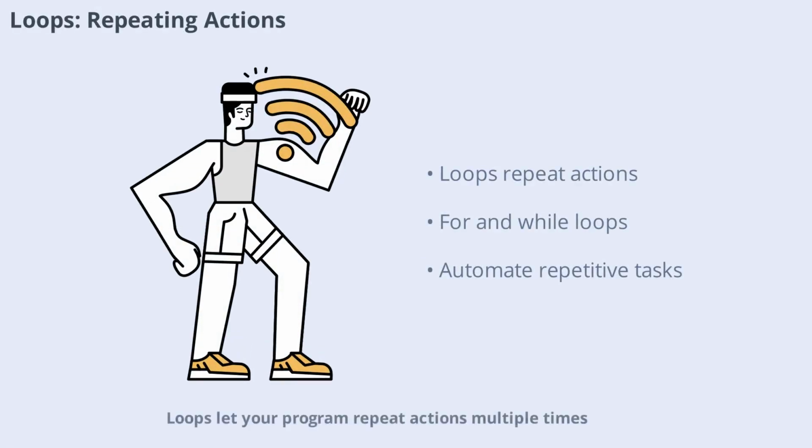Loops let your program repeat actions multiple times without writing the same code over and over. The two most common types are for loops and while loops. For loops are great when you know how many times you want to repeat something, while loops keep going as long as a condition is true. Loops are essential for tasks like processing lists of data or performing calculations repeatedly.